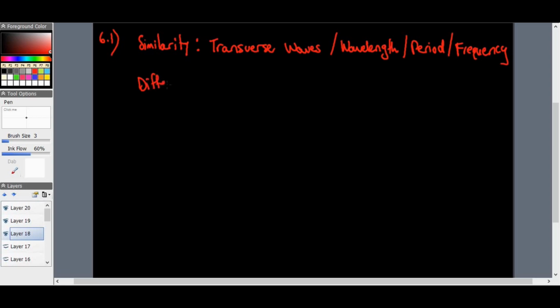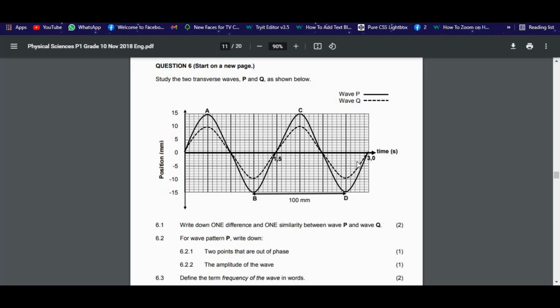Differences. Obvious one there from looking at the graph: the amplitude. The amplitudes are different. Okay, so yeah, same period, same start, therefore same frequency, same wavelength for both, trough to trough. Amplitudes are only different. Wave P has an amplitude of 15 millimeters, while wave Q only has an amplitude of 10.